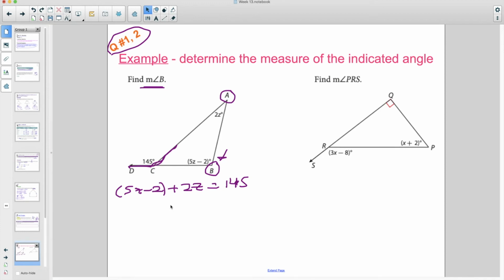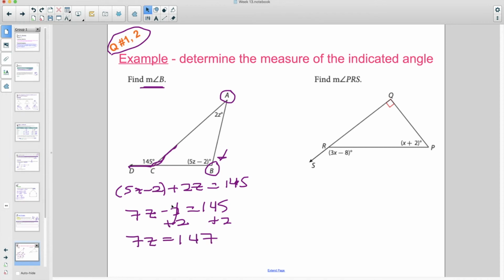Okay, so let's combine like terms on our left-hand side. So we have 5z, right, plus 2z. We would have 7z minus 2 equals 145. All right, so we have to get z first, right, before we can find the measure of angle B. So let's go ahead and add our 2 to the other side. So 7z drops down, and we have 147.